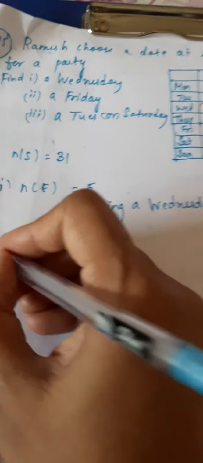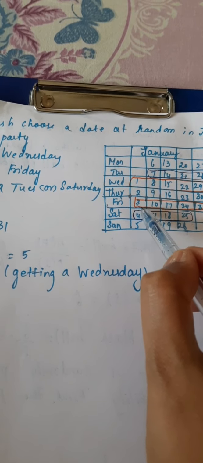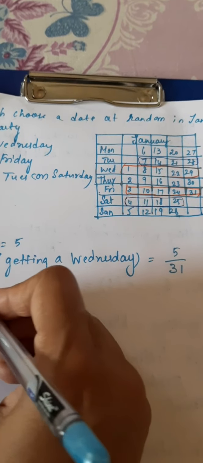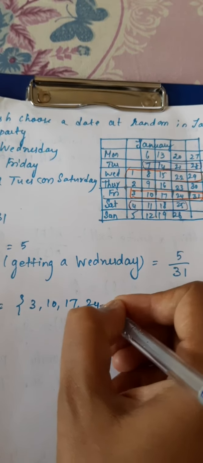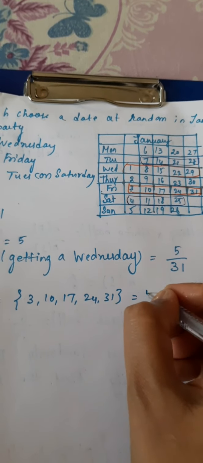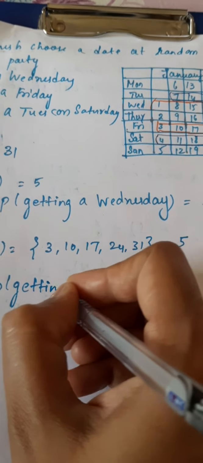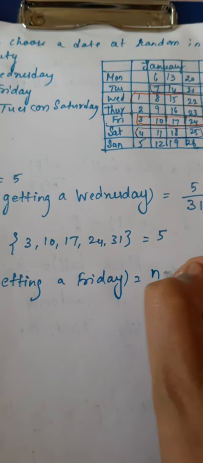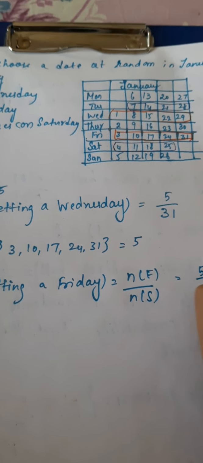Next, the probability of getting a Friday. So again, you see the calendar here, you have 5 Fridays. So the 3rd, 10th, 17th, 24th and 31st are Fridays. So that is 5. So the probability of getting a Friday is again 5 by 31. N of E by n of S is 5 by 31.